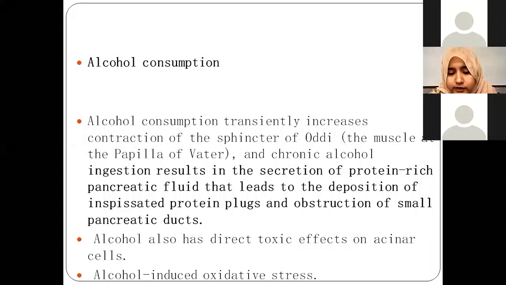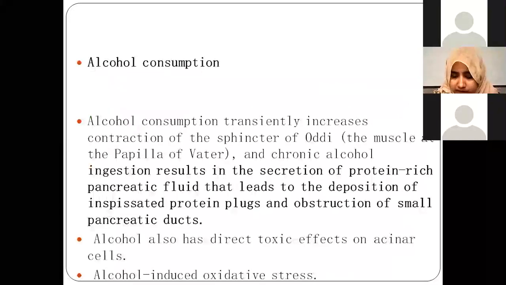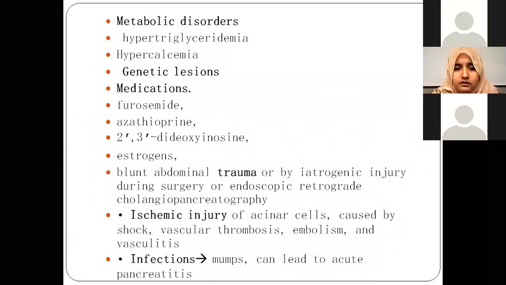And alcohol induced oxidative stress. What happens in oxidative stress? The same phenomena. If you remember here, it will release AP-1 and NF-kappa B, which induce expression of chemokines and attract more mononuclear cells, more inflammation in a chronic type. Okay? Like we discussed earlier, there are many causes. One of them is alcohol, metabolic disorders in which hypertriglyceridemia, hypercalcemia, and genetic lesions we are discussing in the next slide.